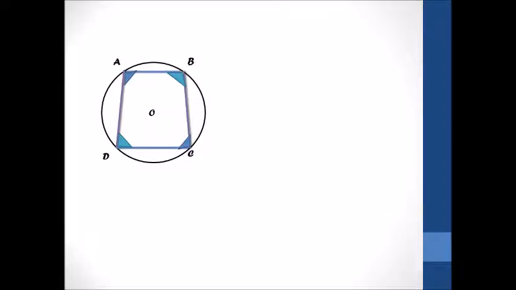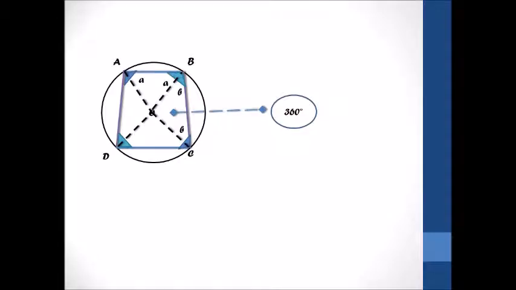Proof of the theorem. Lines joining the vertices A, B, C, D of a quadrilateral meet at O, which makes a central angle of 360 degrees. As we know that OA, OB, OC and OD are radii of the circle, they are equal. Angles opposite to equal sides are equal. Hence, let us take the equal angles as A, B, C and D.